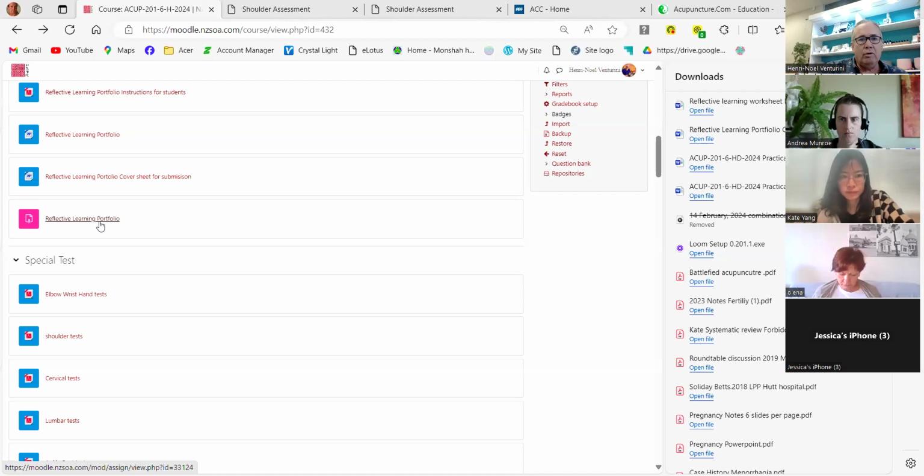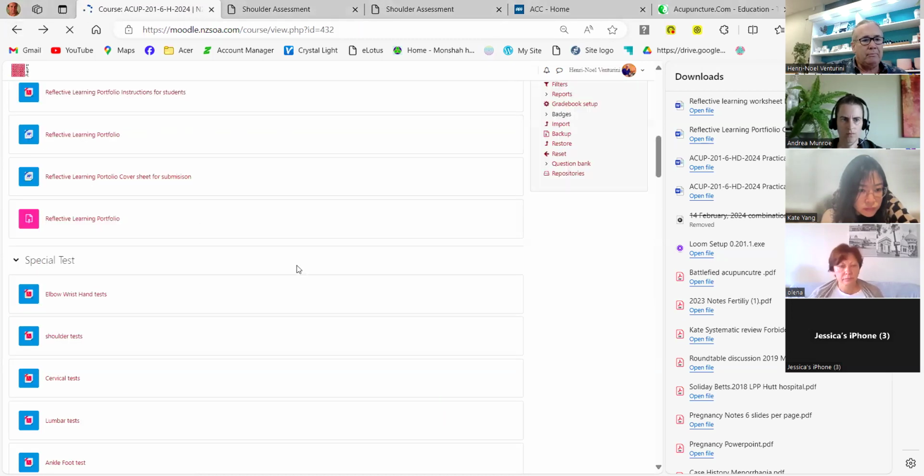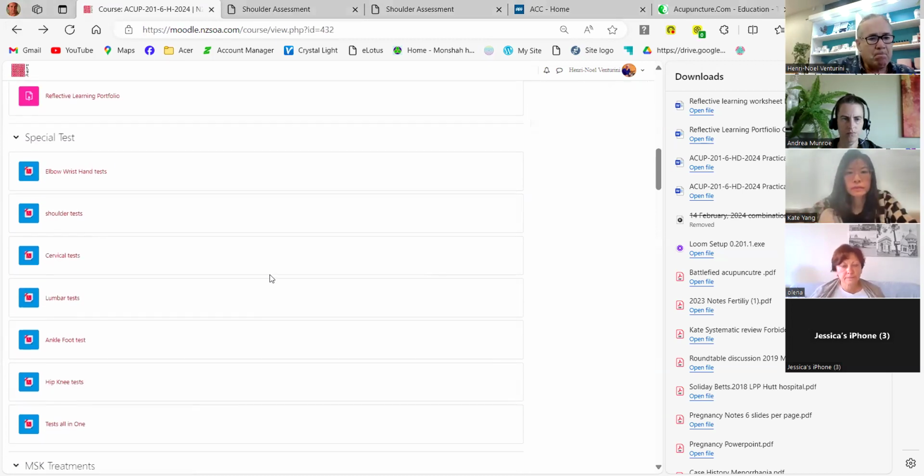Then we have the portal. You can see now the portal. So you just open the portal and lodge the 3 papers, and then I'll grade them and post them. Okay, so it's fairly simple. Any questions regarding that?